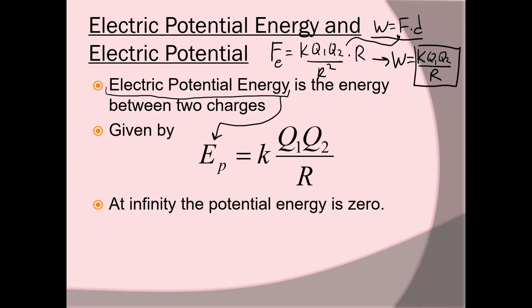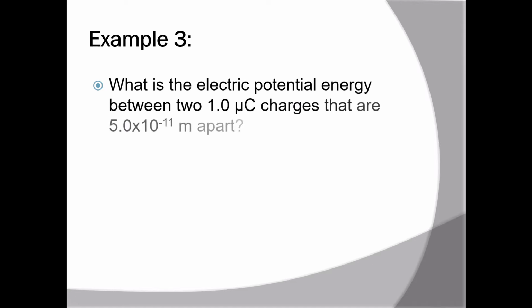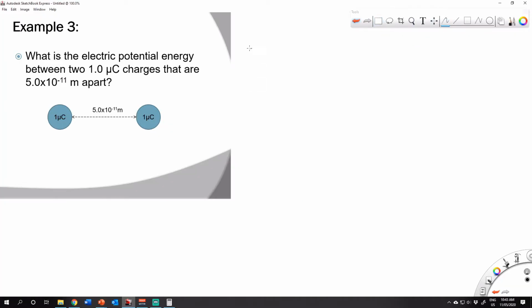So let's go through an example of how we can use this equation. Example 3: what is the electric potential energy between two 1 microcoulomb charges that are that many meters apart? I think that distance I chose is on the scale of atomic nuclei. Yeah, it's very, very close together, regardless. All right, so we can calculate electric potential energy. Here's our equation. Electric potential energy was kQ1Q2 over R.